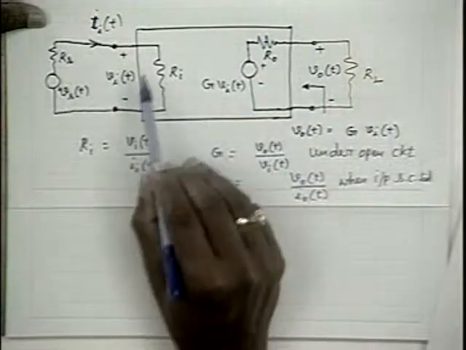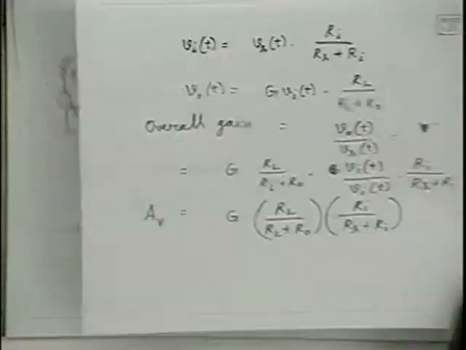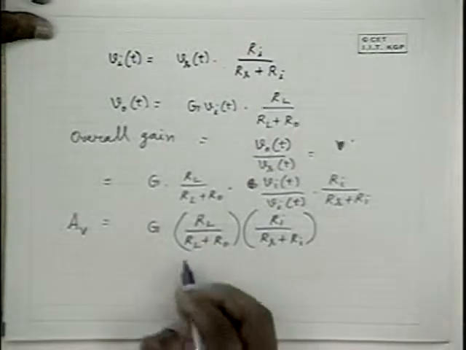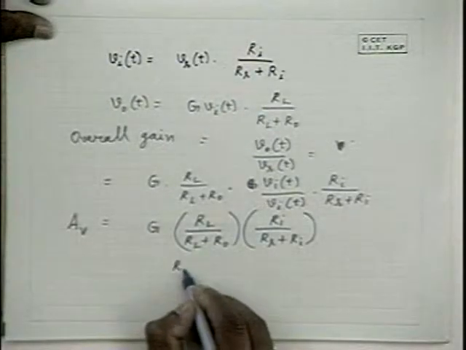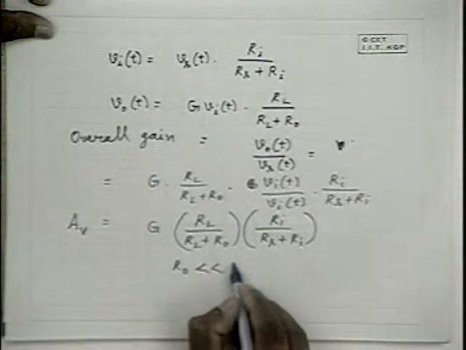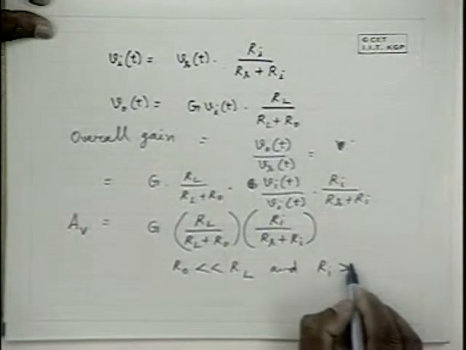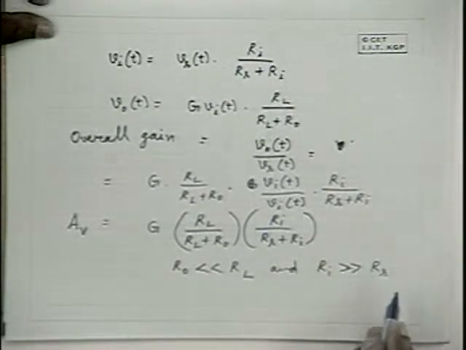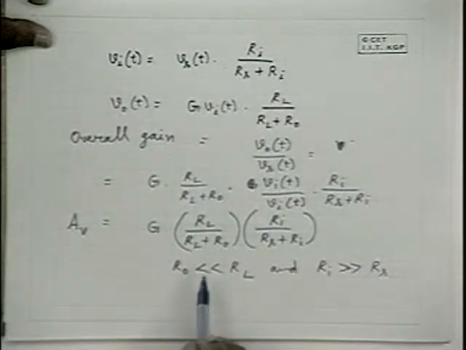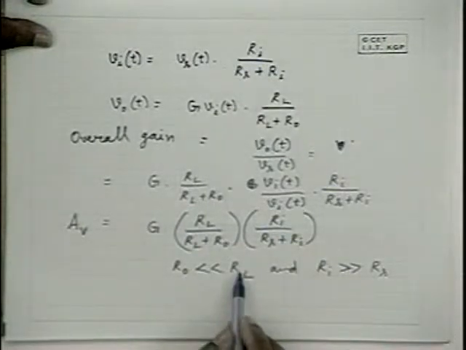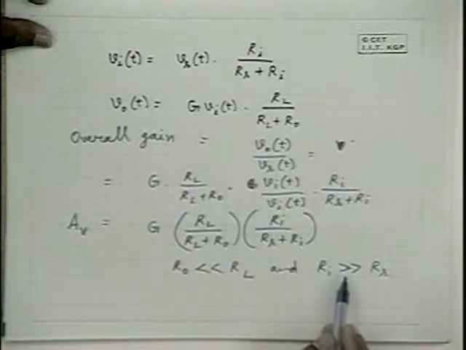So in order to get large gain in a voltage amplifier, we want R naught to be much smaller than RL and Ri to be much larger than Rs. Therefore, for the voltage amplifier, these are the desirable things. That means the output impedance should be much smaller than the load resistance and the input impedance should be much larger than the source resistance. Is it clear? So we shall continue the classification in the next class.